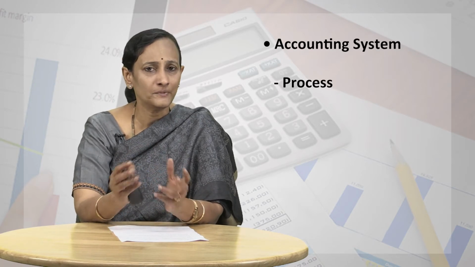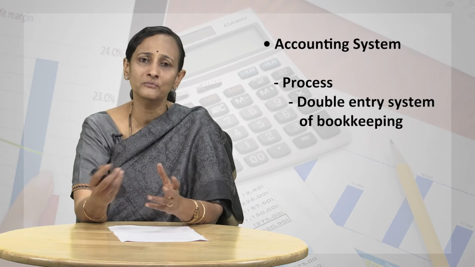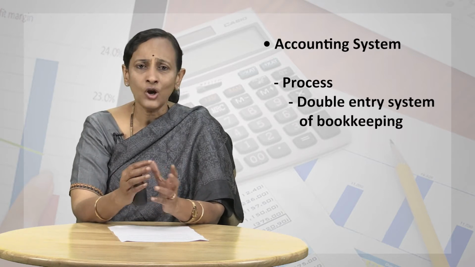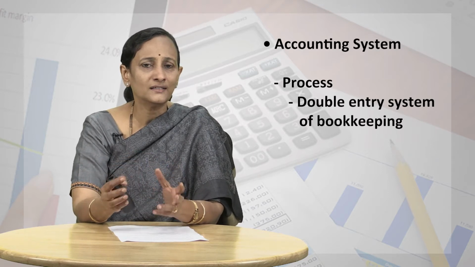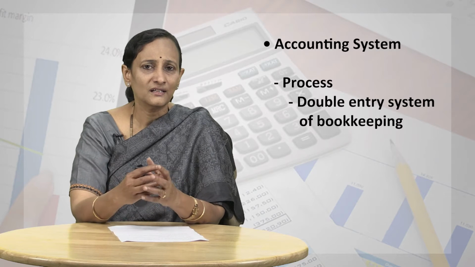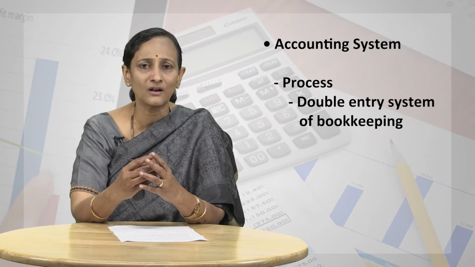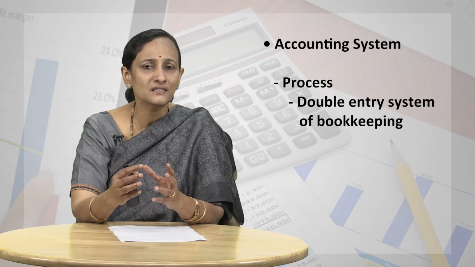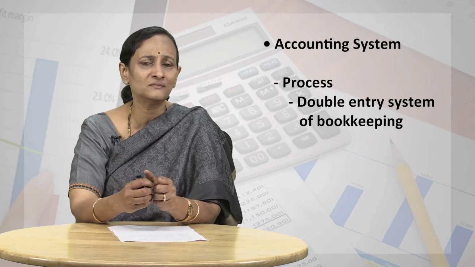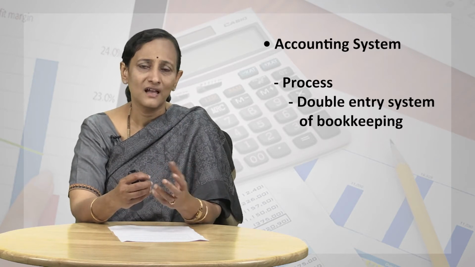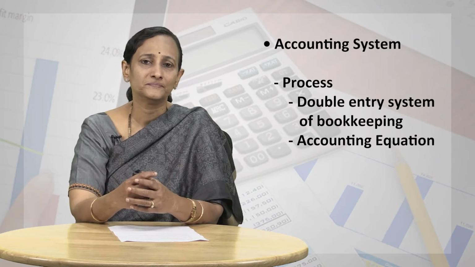This process happens through a mechanism called the double entry system of bookkeeping. We have not looked into the double entry system because we know that in today's world there are sophisticated systems, maybe an ERP package or others, that do this job. But do we need to understand a little bit of the system? The answer is yes, and that we captured through the accounting equation.